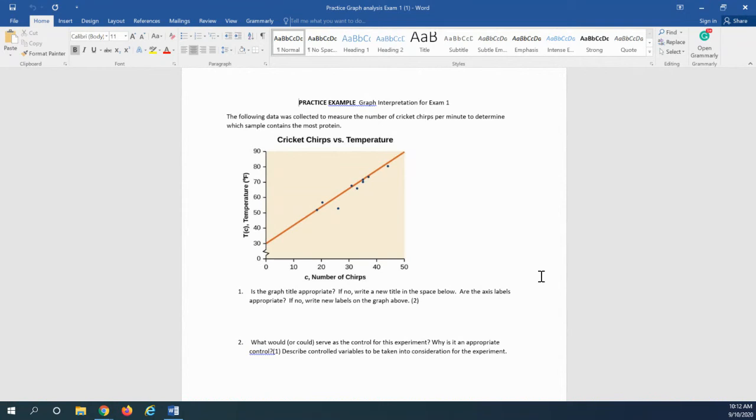Yes, those are our independent and dependent variables. So that's always a good place to start. But I would fill in with a little bit more detail.